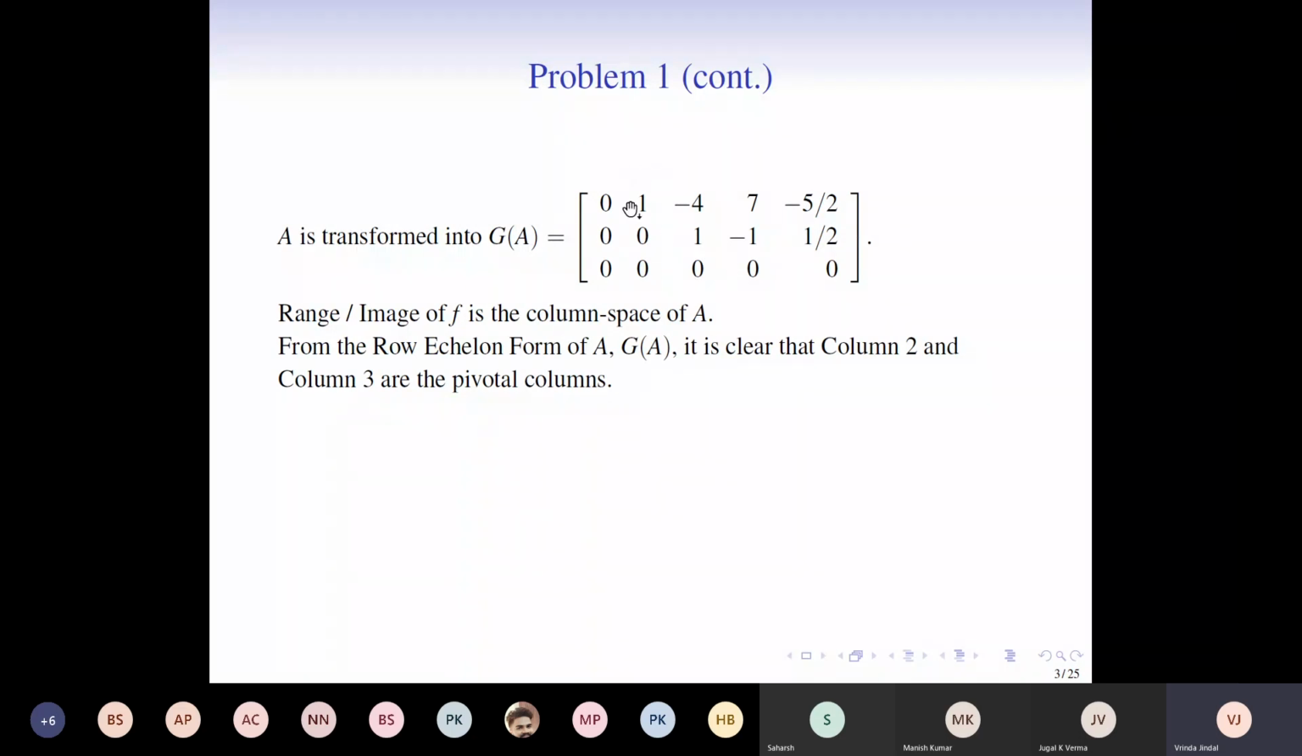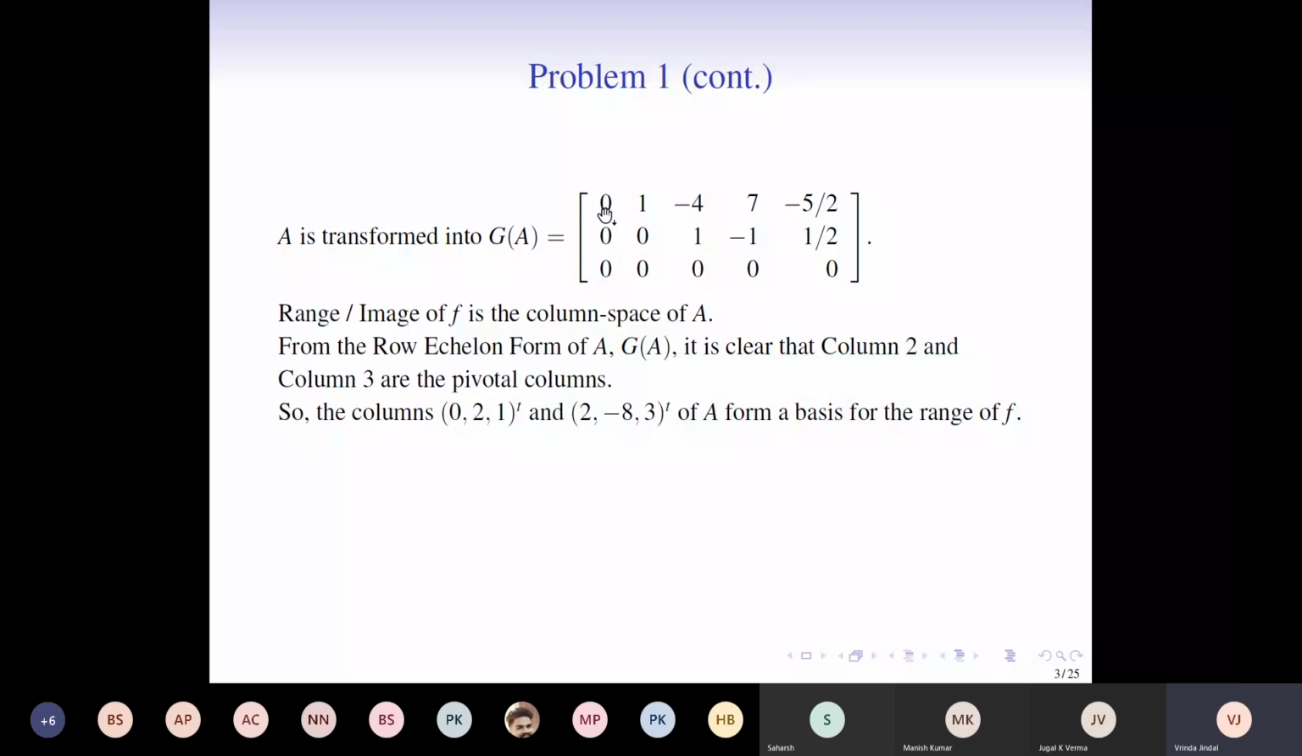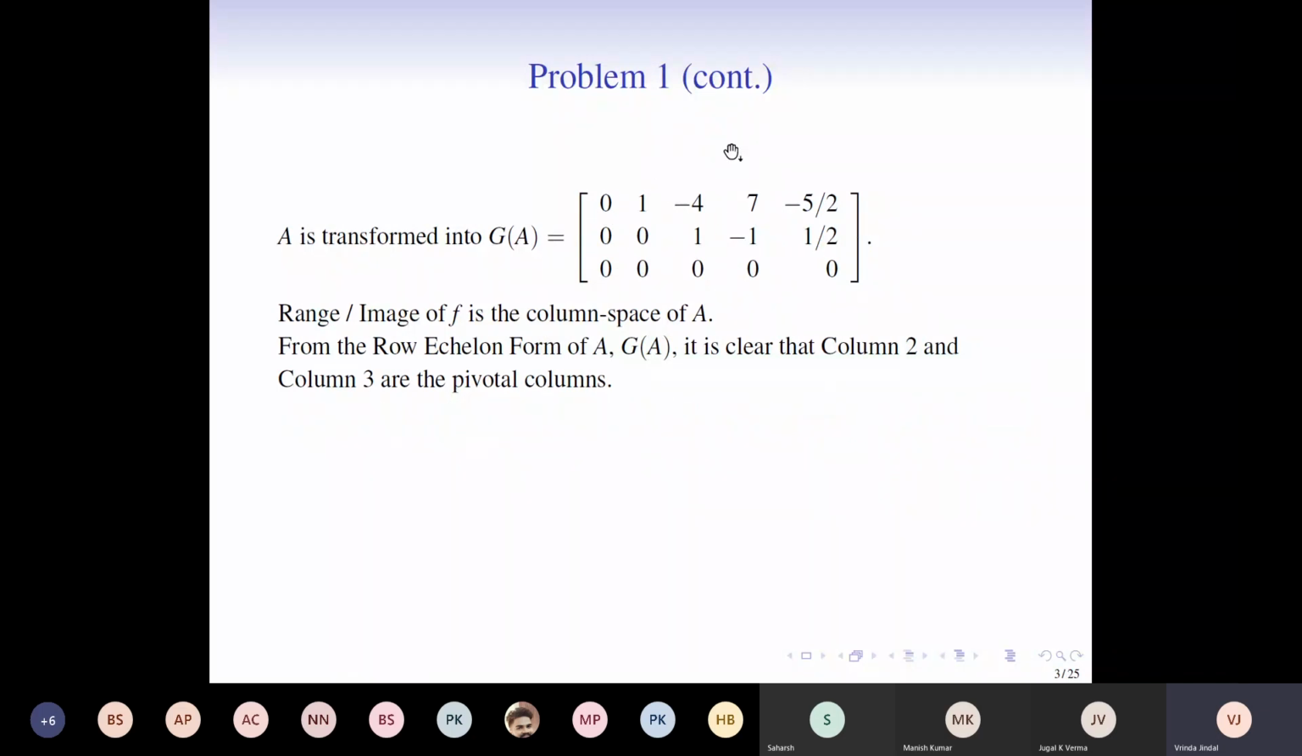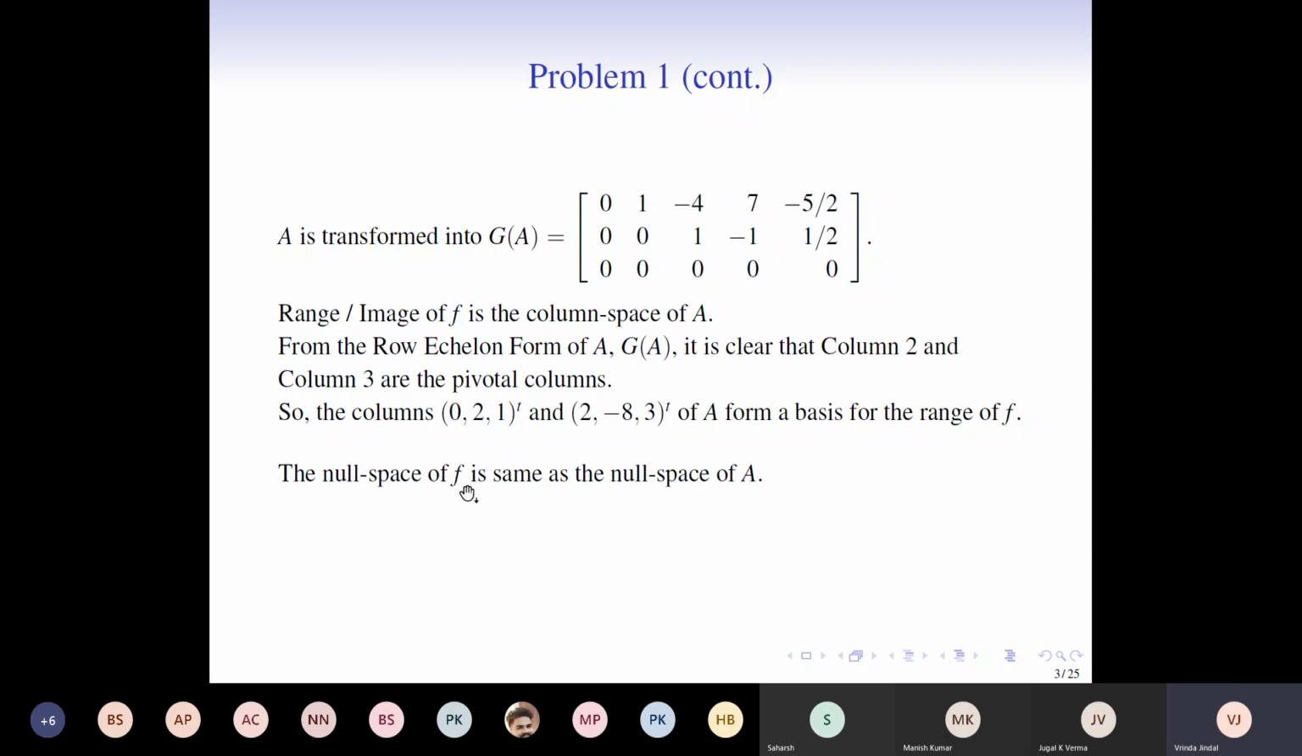So we have two pivotal columns, out of 5 we have two pivotal columns. So these columns, the second and the third column of A, like if we go back to the question, 0, 2, 1 and 2, minus 8, 3, were the second and third column of A, and hence they form a basis for the range of A, because these are the only linearly independent columns which are present in A. All else can be formed as a linear combination of these two vectors. And now the null space of A.